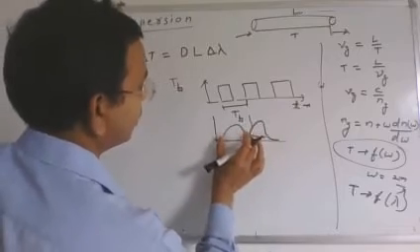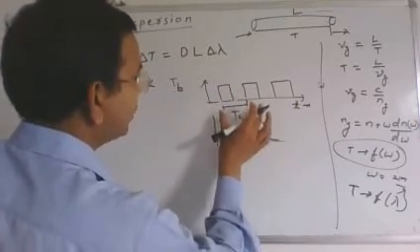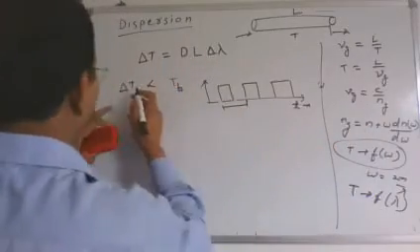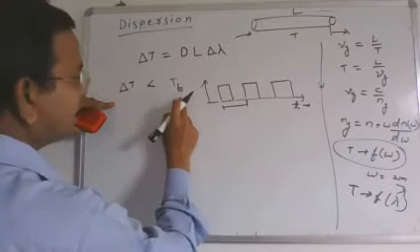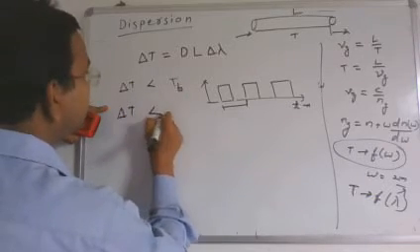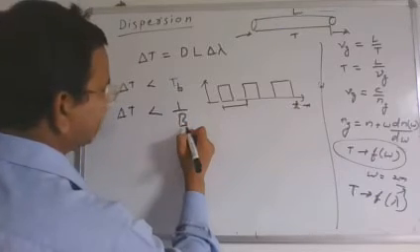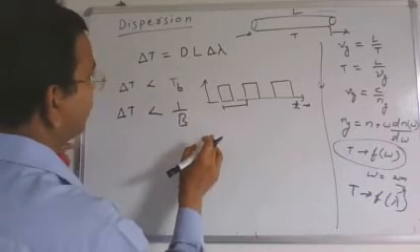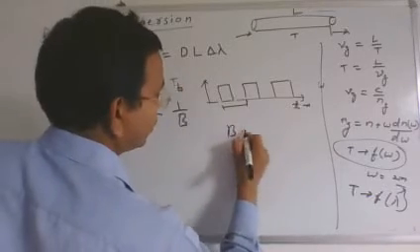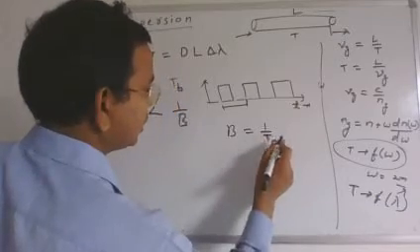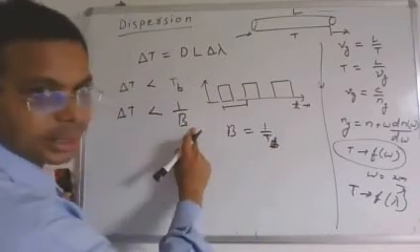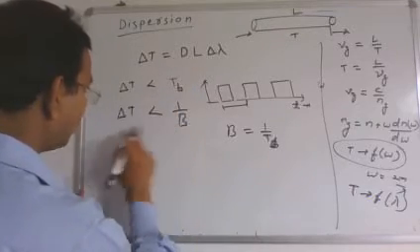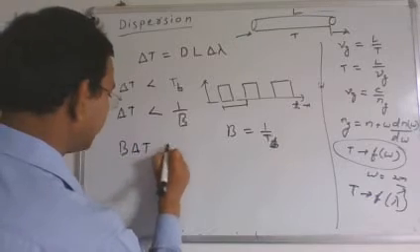If it expands beyond this TB, then there will be a problem in detection. So the condition is delta t, this spread, must be less than TB. TB is given by 1 by bit rate B, the number of bits per second being 1 by TB. So from the bit rate we can find TB, and if I multiply this side, B delta t should be less than 1.